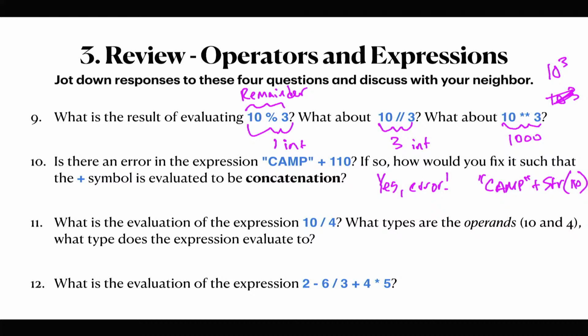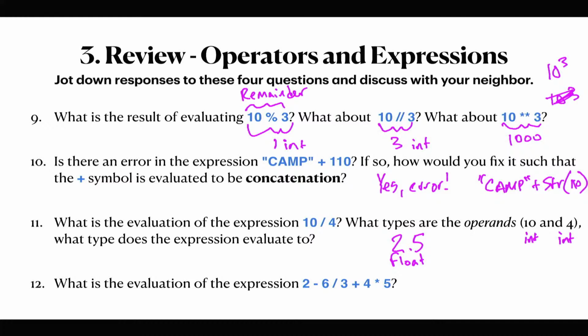So the evaluation equals 2.5, and the operands' type is integer, while the expression evaluates to a float. Great. Fantastic recollection of how the division operator works.